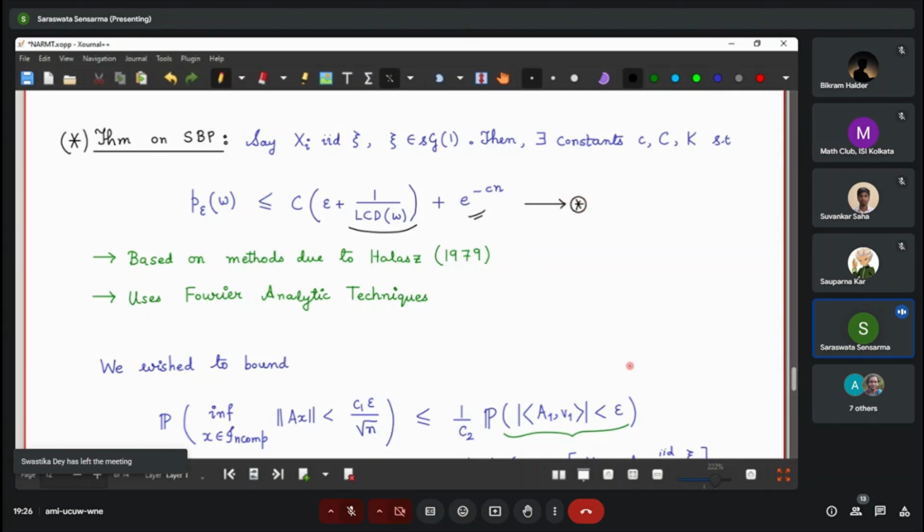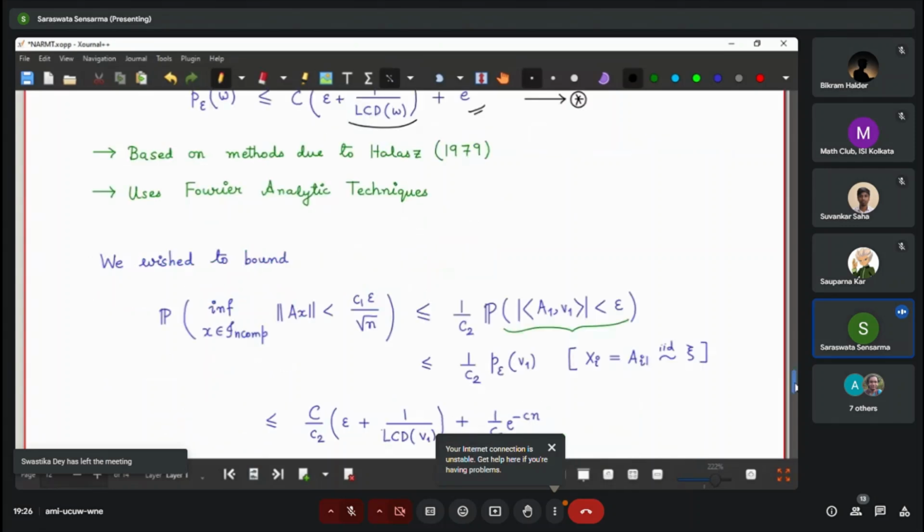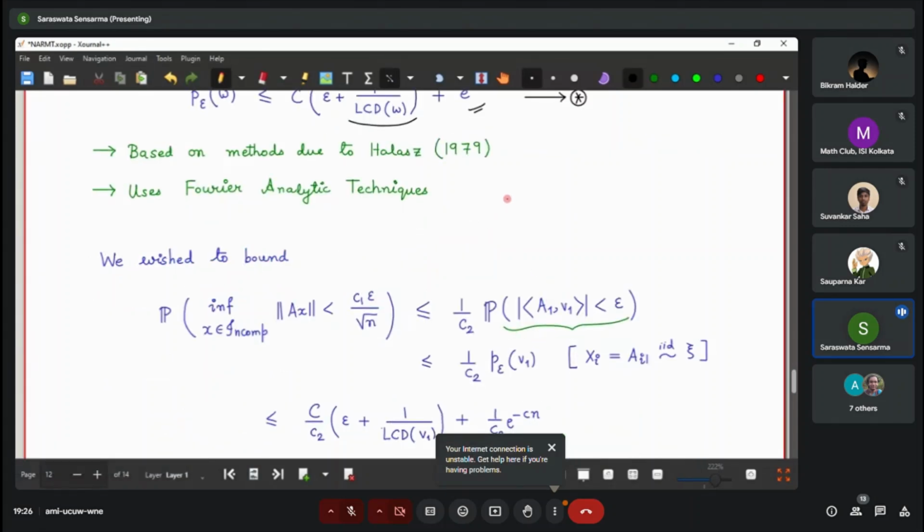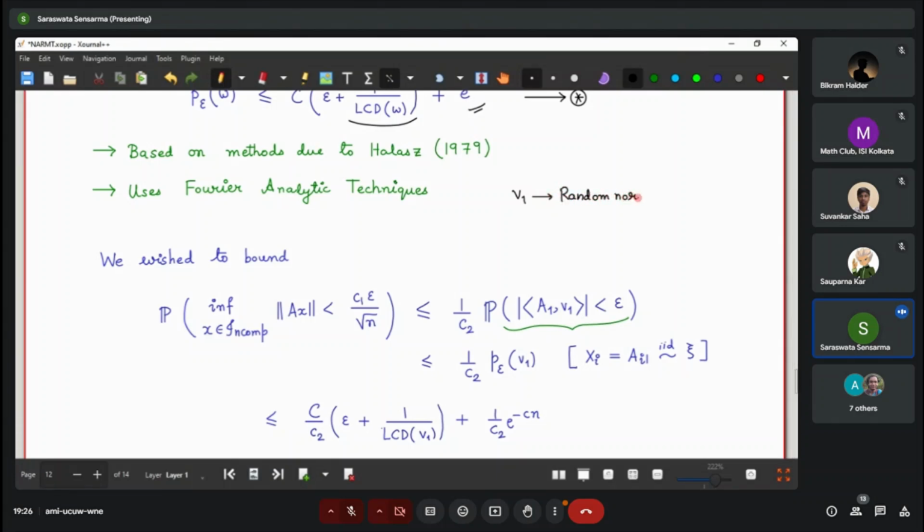Now let's go back to our previous case. What did we wish to bound? We wish to bound something like this, correct? And V1, what was V1? V1 was a random normal. So V1 was perpendicular to this A2, A3, and on and on all the way to the end.